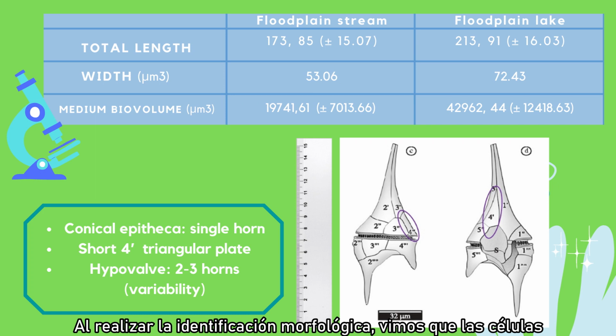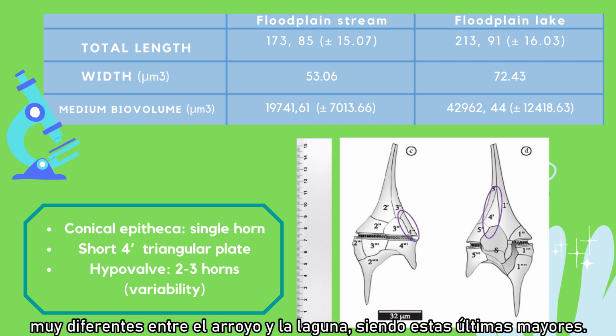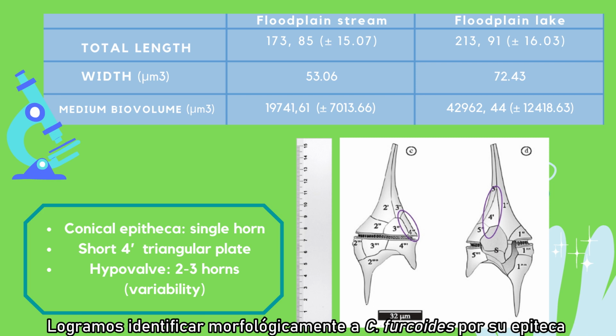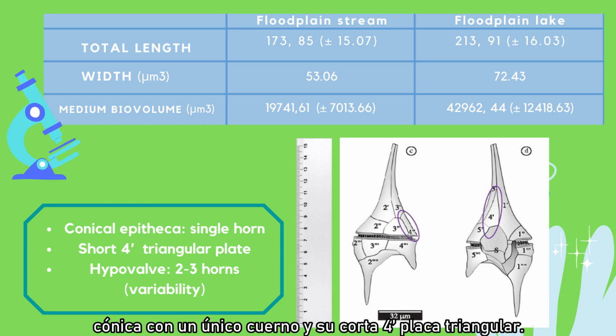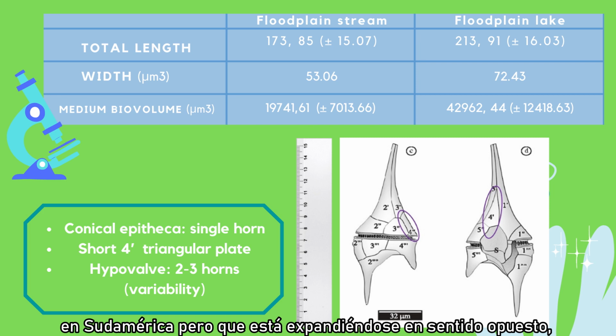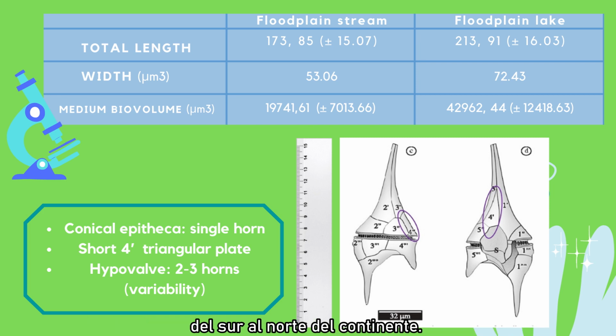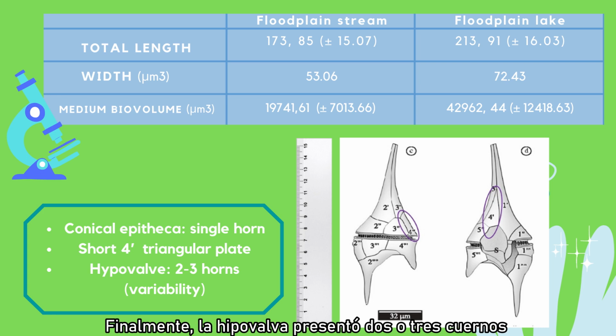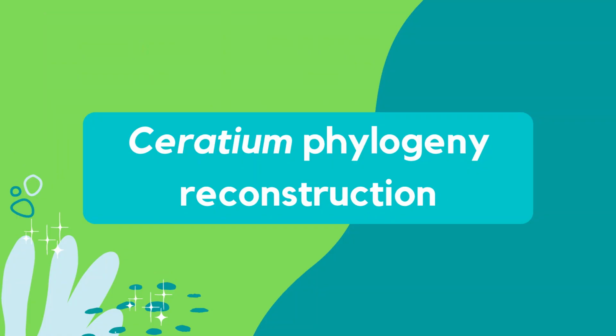When doing the morphological identification, we saw that the cells were fusiform and dorsiventrally flattened, with very different measurements between the stream and the lake, the latter being larger. We were able to morphologically identify Ceratium furcoides by its conical epitheca with a single horn and its short 4 triangular plate. This distinguishes it from Ceratium hirundinella, a species that is also invasive in South America but is expanding in the opposite direction, from the south to the north of the continent. Finally, the hypovalve had 2 or 3 horns that varied widely in length.